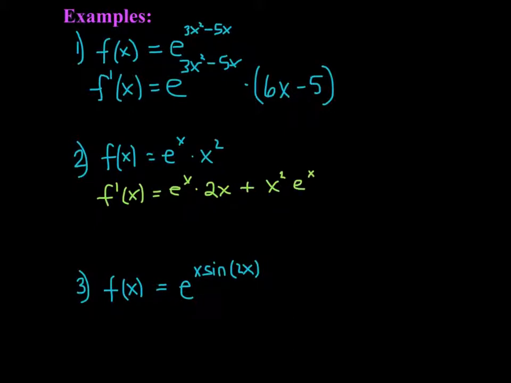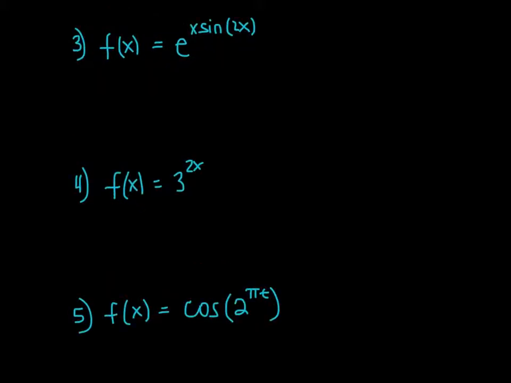We could do one more step if we wanted to and factor out the e to the x, and we'd be left with 2x plus x squared. And that's the derivative of e to the x times x squared. Okay, our third example here is f of x is e to the x sine 2x. We definitely have an exponential, and then our u here, our exponent, is a function in terms of x, and it involves a product and also a chain rule. So we have a lot to figure out here.